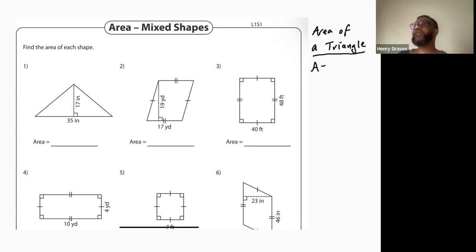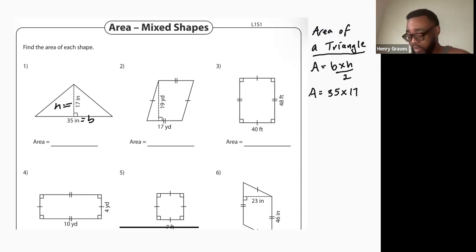All right, so area is base times height divided by 2. That's the formula. So the base is going to be the bottom number. This is going to be my B. This is going to be my H. Pretty simple, right? So area is going to be, in this case, 35 times the height, which is 17, divided by 2. So I get my calculator and do 35 times 17, which is 595. I divide that by 2 to get my final answer.